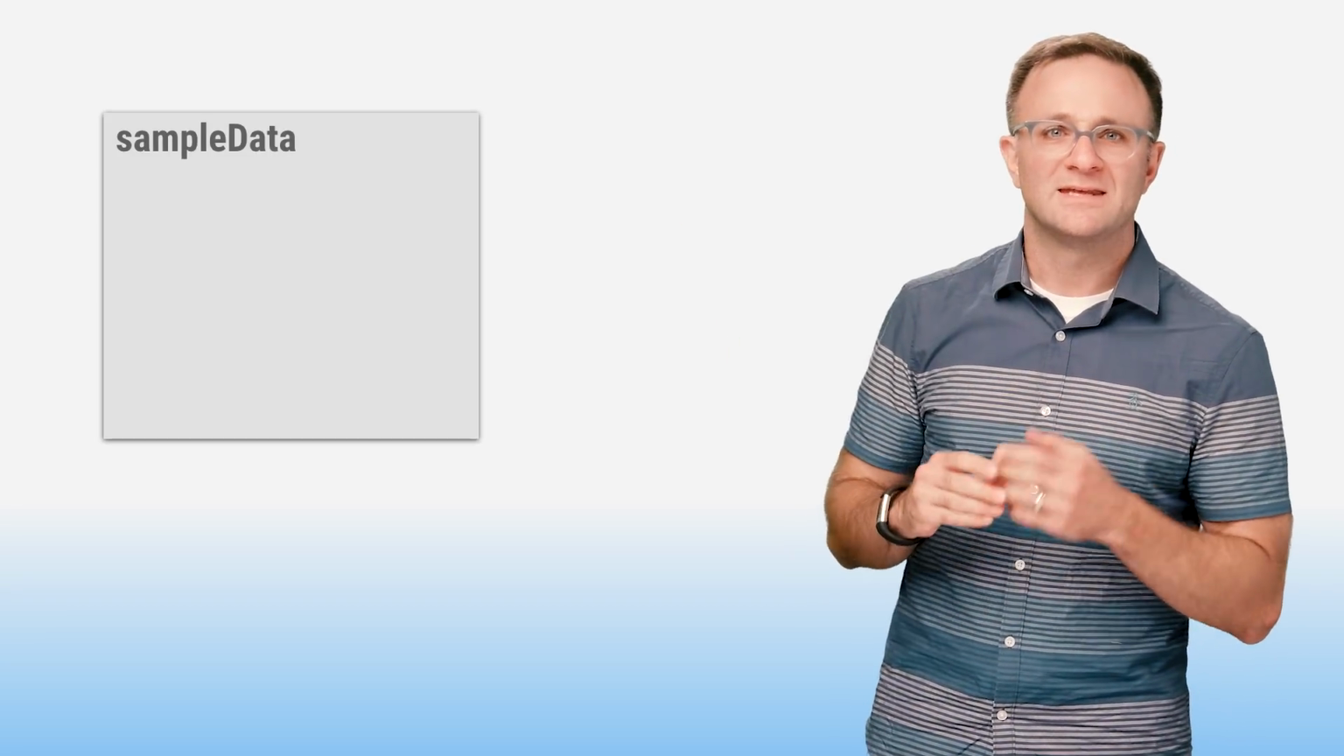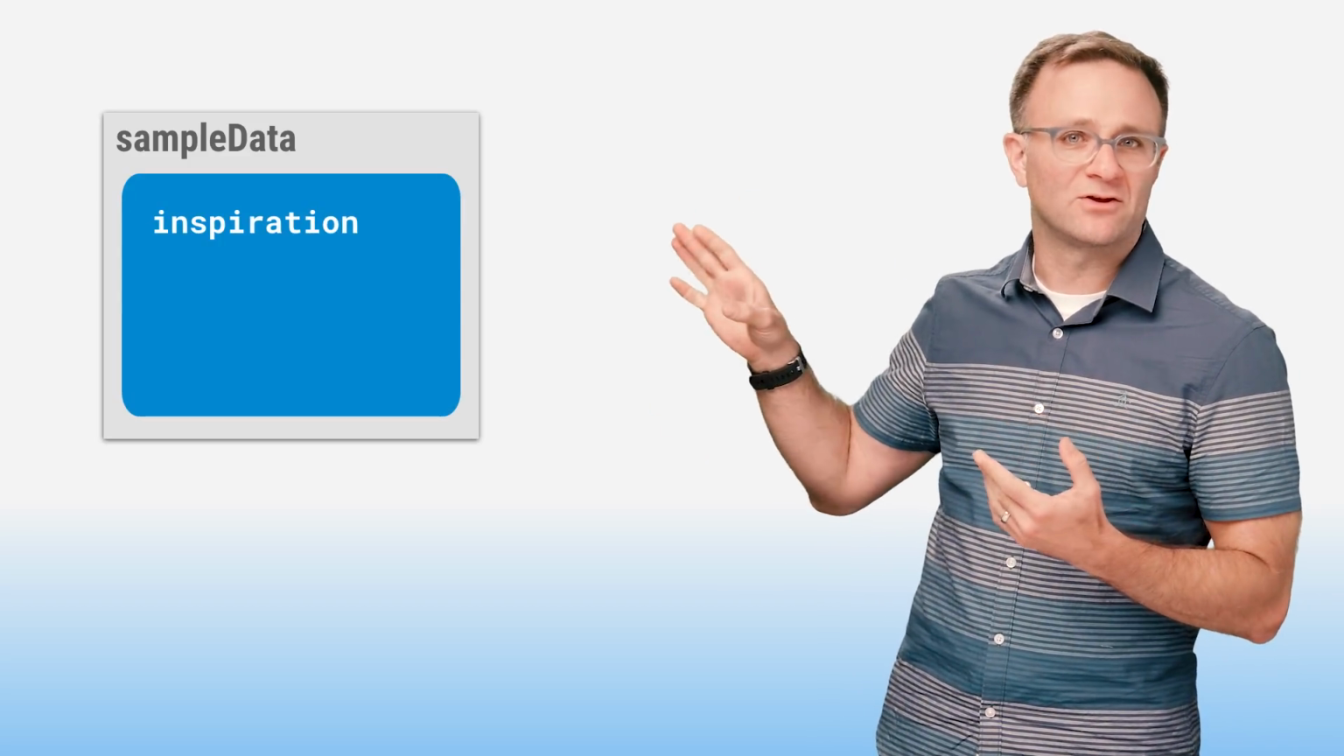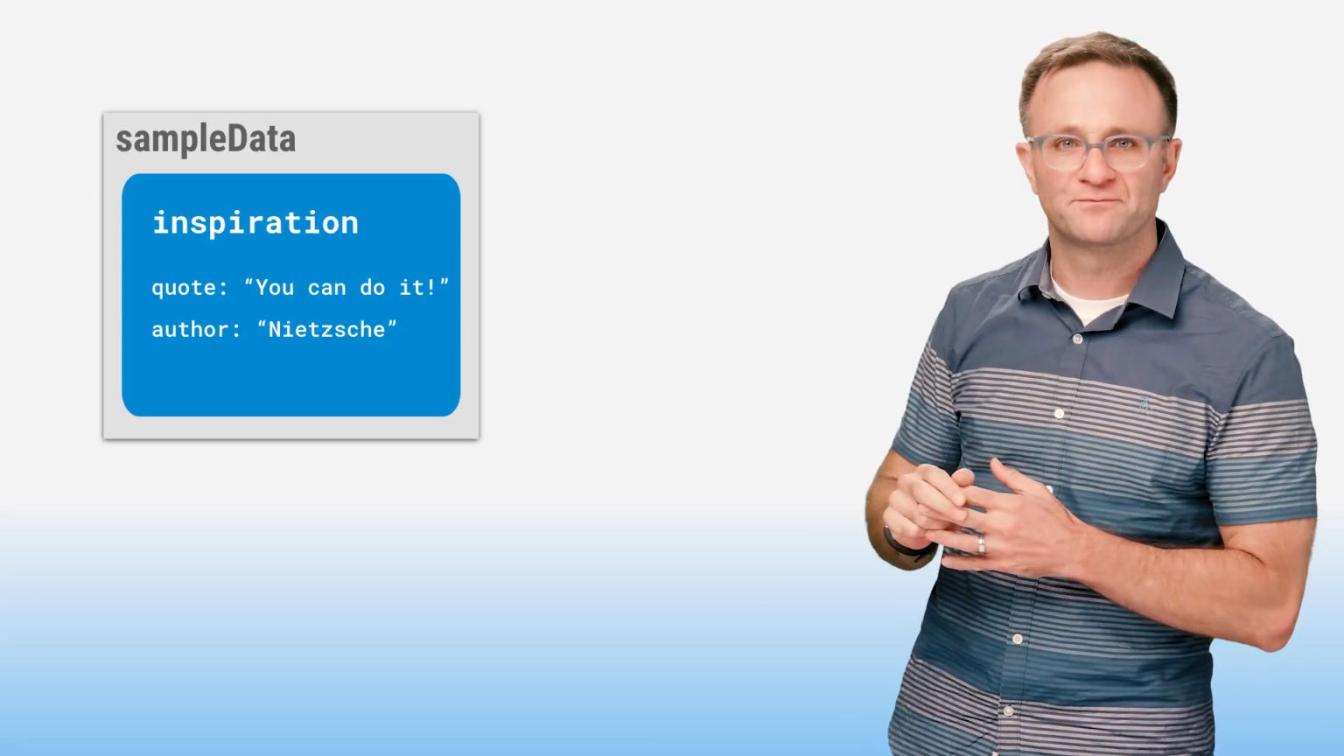So looking at our app, at the top level, I'm going to start with a collection that I'm calling sampledata. This will then contain one single document called inspiration. And this document will itself have 2 key value pairs, or fields, one called quote and another called author.